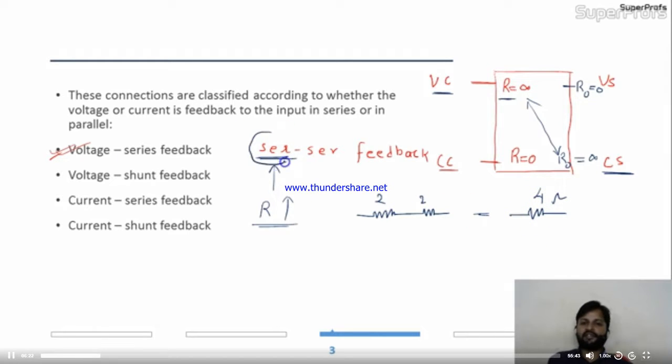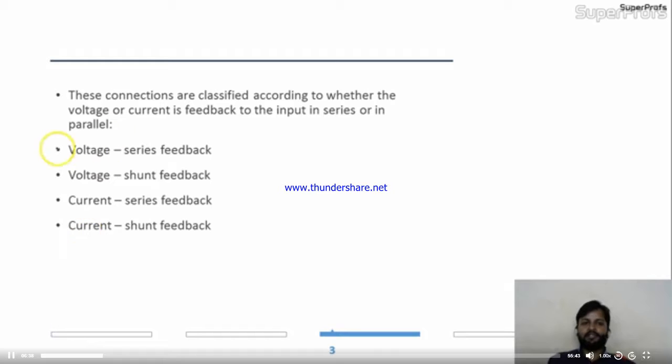So in a series circuit, resistance always increases. It will never decrease, it always increases. Based on output and input, we have 4 types of feedback. Let me erase some part. The first one is voltage series. If I am writing it as series and series, this represents input, this represents output.